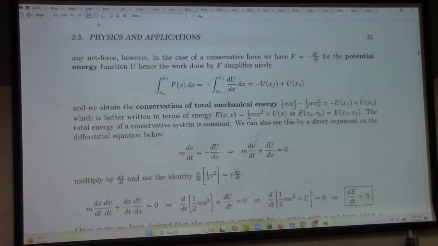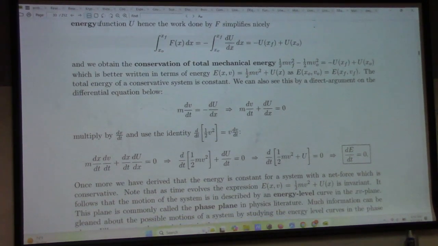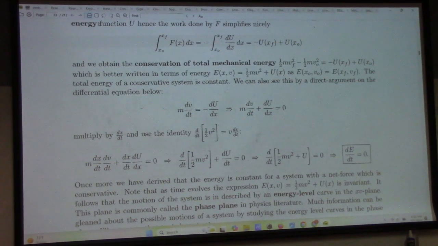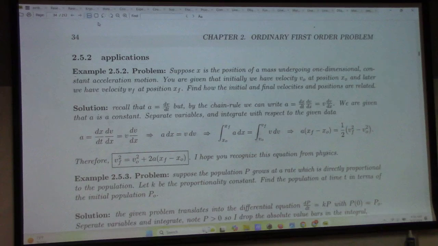All right. So here's another derivation: if your total force is conservative, then we have conservation of energy, which is to say that the energy doesn't change with time. Now, this is not what I'm after today. Let me skip ahead here.